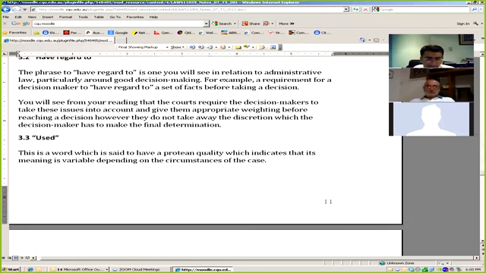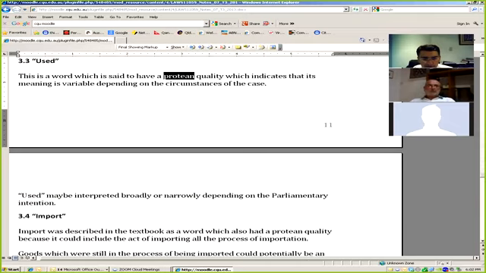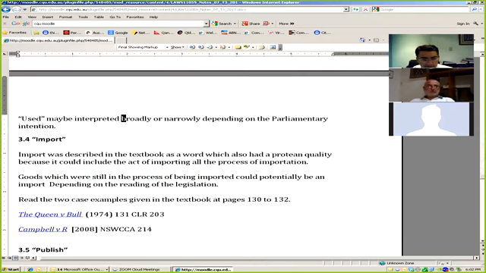Used. They use that word protean, which means, quite simply, that used can have a number of variable meanings depending on the circumstances of the case. It could be interpreted, I should say, broadly or narrowly, widely or narrowly. Import also has that protean quality. I had a case I might have mentioned to you earlier in the semester.